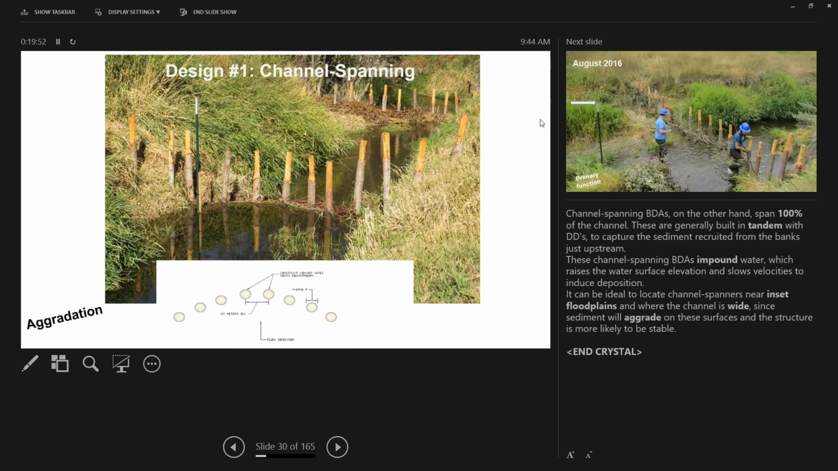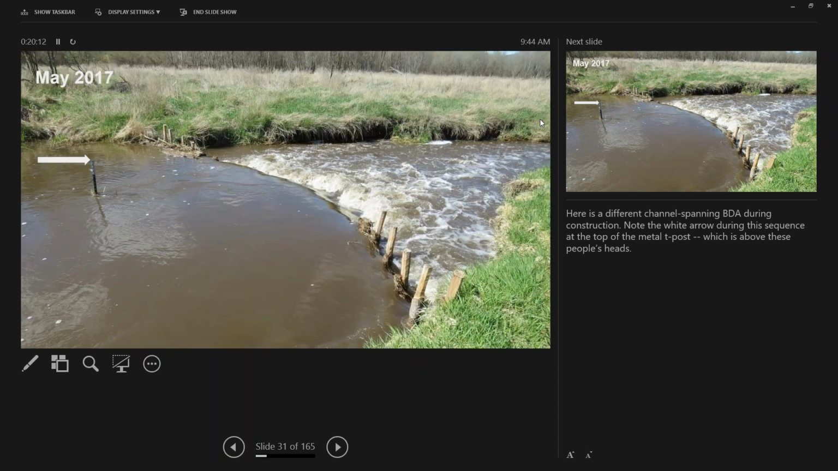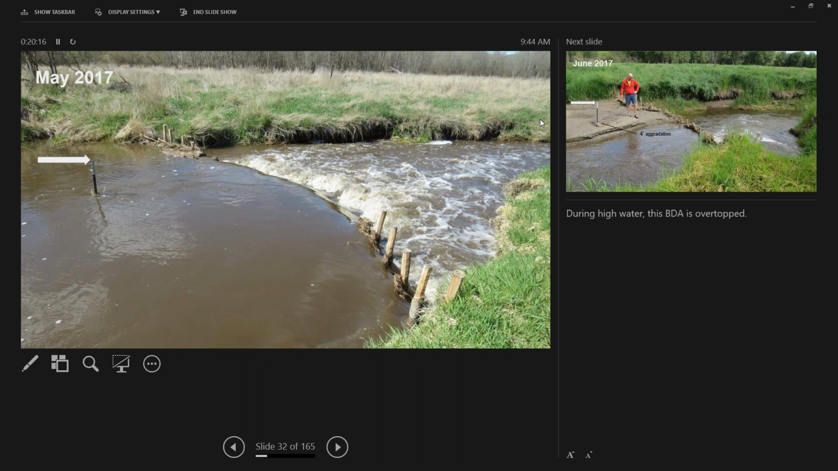So to show you some examples of these, coming back to the channel spanning BDAs, here's one that we installed in 2016. This is actually Methow Beaver Project crew folks who came out to learn more about weaving and help us weave back then also. And if you just look at the white arrow at the top of that T-post, that's going to be your reference point over time. So this is 2016 in August, and this is 2017 in May. We had one of the highest flow events that anyone can remember, the spring after we put in 27 beaver dam analogs. So the timing could not have been better.